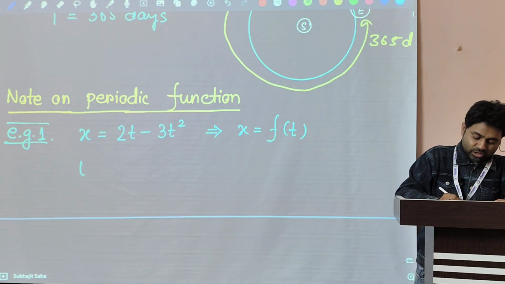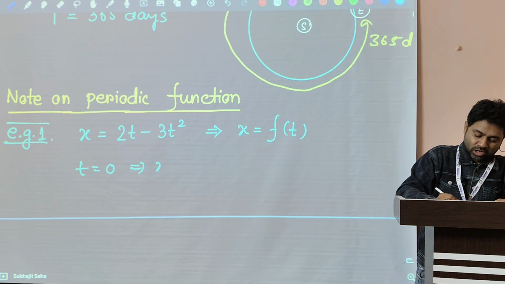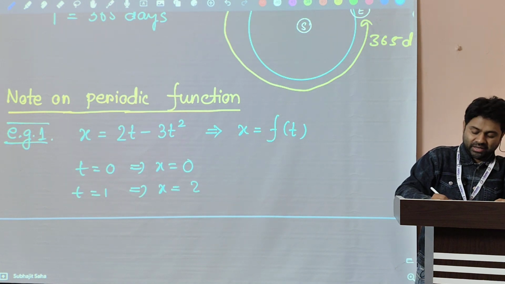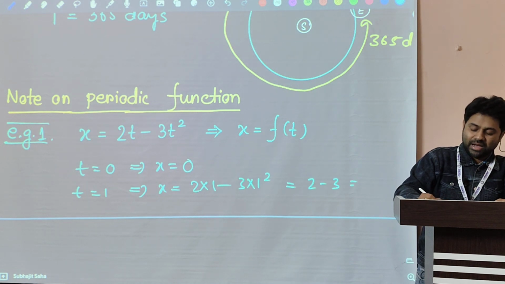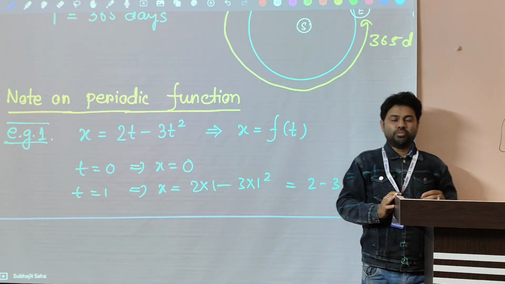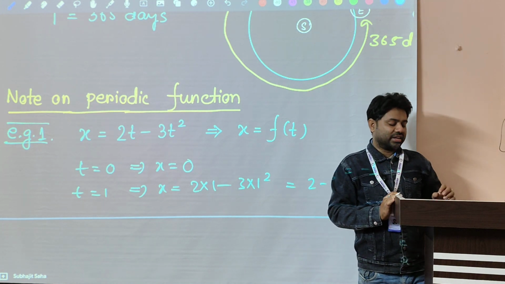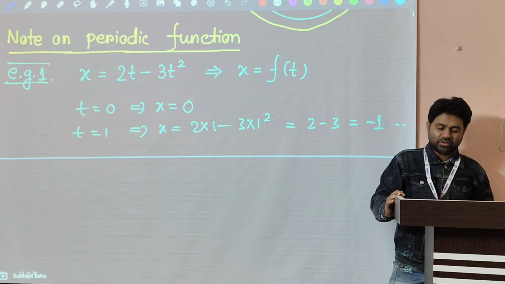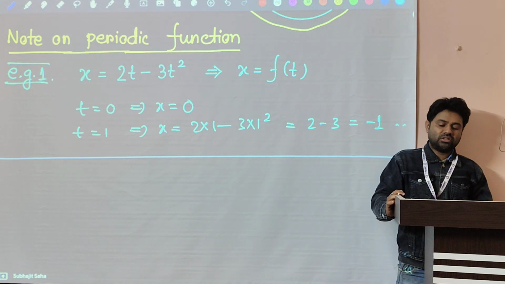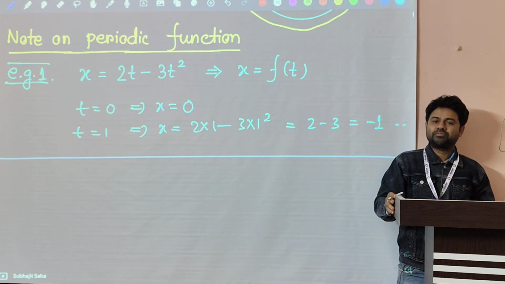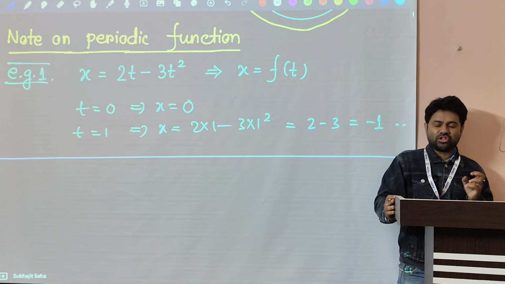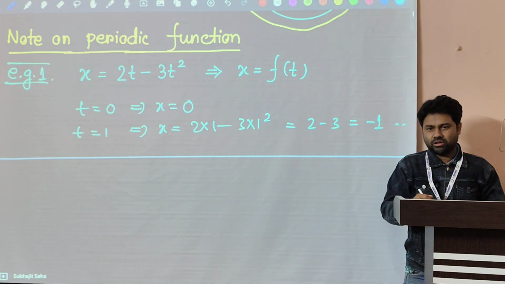Like you put t equal to 0, you will get x equal to 0. You put t equal to 1, you will have x equal to 2 into 1 minus 3 into 1 square. That is 2 minus 3, that is minus 1, and so on, etc. You put a particular value on the right hand side for the t, the argument of the function, the variable, you get a value of x. So here we say x is a function of t. That means x depends on t.